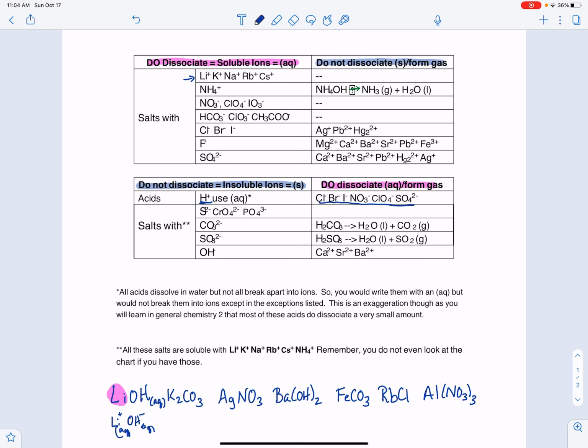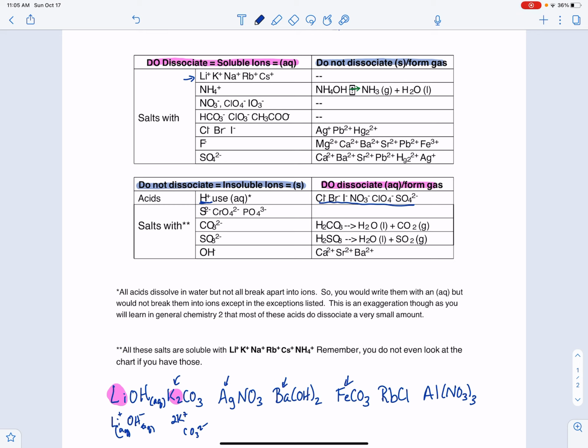Again, let's look at the first ion. And all these, we're going to check the first ion first. So again, this K2, yeah, that is one of those first columns. So again, this is going to break up into two K+. That means a K and a K. And a CO3 2-. All right, that is not one of those special ones.